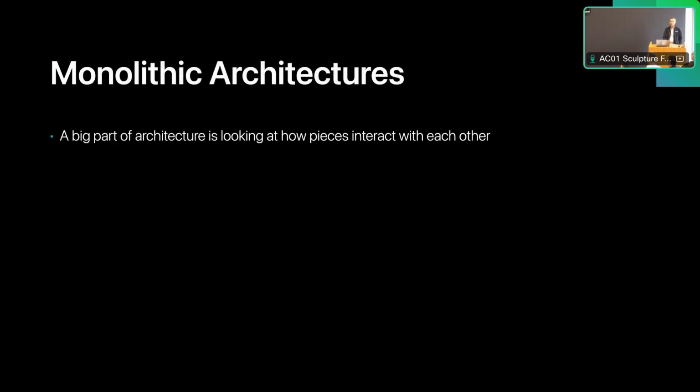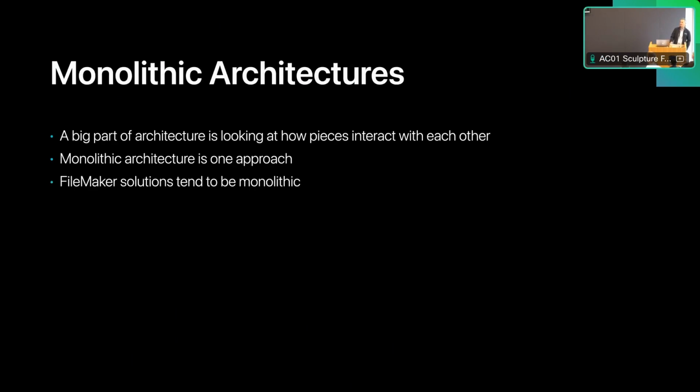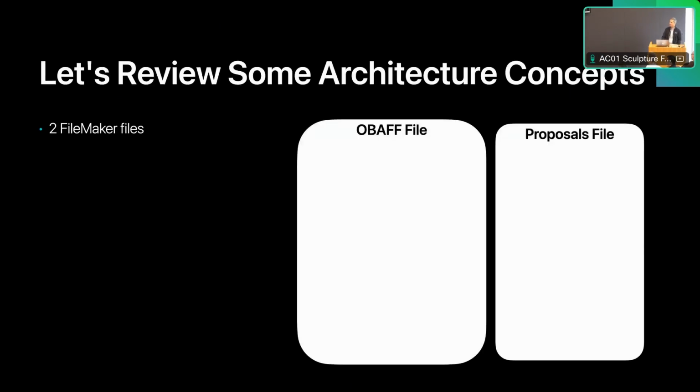So a big part of architecture is looking at how the different pieces interact with each other. And one approach to designing that kind of architecture is having a monolithic solution. And by the way, FileMaker solutions tend to be monolithic, so it pays for us to be aware of what that means. So let's review some concepts that are going to explain this a bit better. Let's say we have 2 FileMaker files. We've got our OBAF file and a proposals file.